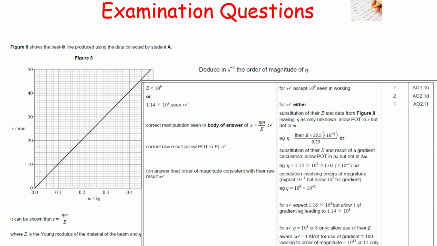And then what we can do is, if we know S is equal to nm over E, we can calculate the value by looking at the different values that we can get. So we can say n is equal to SE over m. We can work it through by saying S over m is going to be the gradient. Because we know from the graph that gradient is y over x, we can work out what the gradient is, pop in the numbers, and work out what it is, because we know what E is as well. So we should hopefully get the correct answer. It should be in the order of magnitude 10 to the 8.